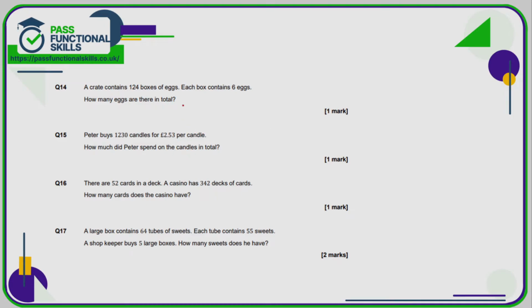Luckily, we're now moving on to calculator questions. So the calculation here is simply 124 times 6. So type that into your calculator, hit the equal sign, you'll get 744. This question is simply 1230 multiplied by 2.53, hit the equal sign, and you'll get 3111.9. And hopefully you can appreciate that that should be 90 for our pounds and pence.